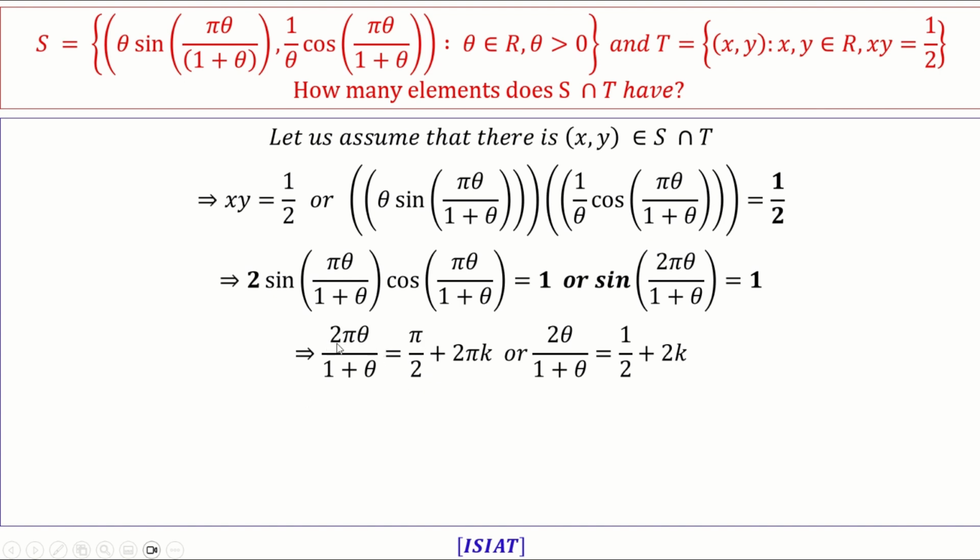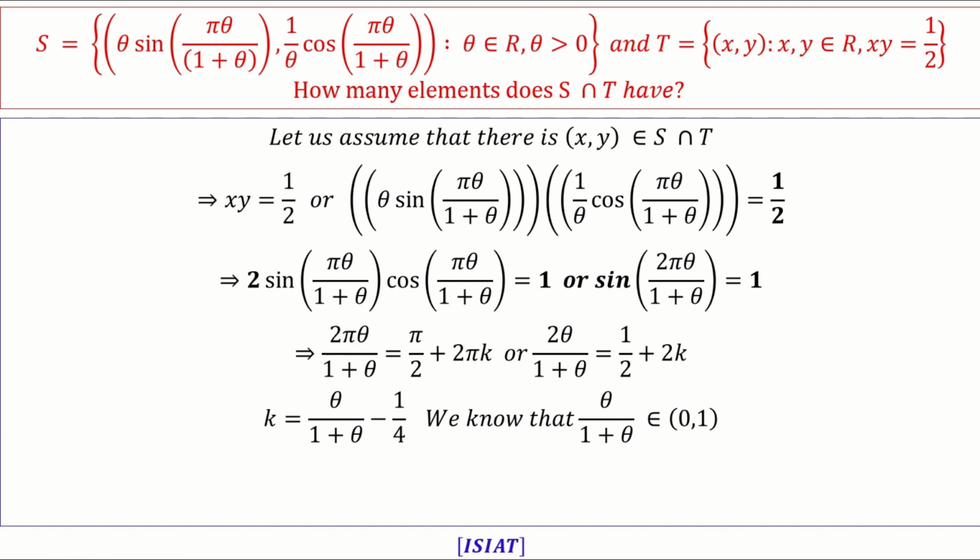So 2 pi theta by 1 plus theta is equal to pi by 2 plus 2 pi k. Now if I simplify, I cancel pi on both sides. I get 2 theta by 1 plus theta equals half plus 2k. So my k is equal to theta by 1 plus theta minus 1 by 4. Now we know that for any given theta, theta by 1 plus theta is always between 0 and 1. Correct? It is greater than 0 and less than 1.